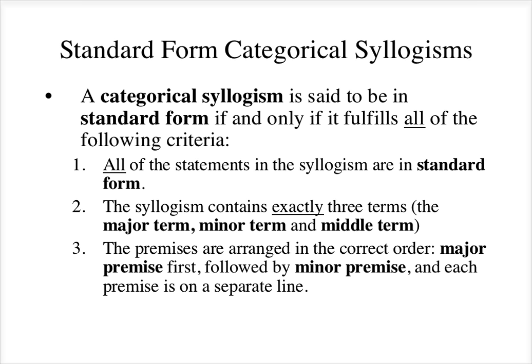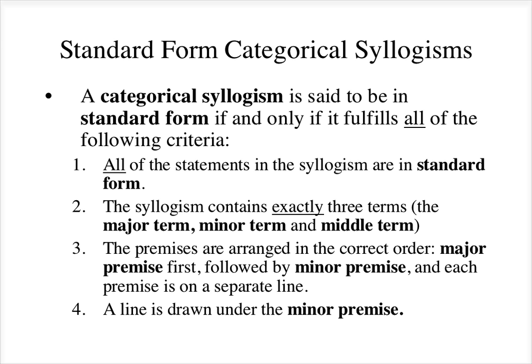But in a standard form argument, the order of the premises didn't matter. You could put them just however they came. But for a standard form categorical syllogism, we need to put the major premise first and then the minor premise. And that's going to be important in helping us identify the form. I will go over that in the lecture on mood and figure. You'll see how that comes into play.